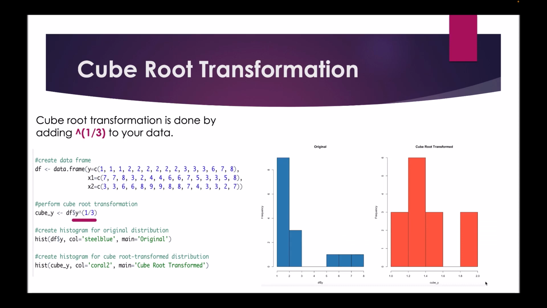The final way I'm going to demonstrate how to transform the data is by using cube root transformation. So here again I've created a data frame, and then to cube root you type your data name and then you use a caret, and then in brackets you type 1/3 and close the brackets. So that's how you perform a cube root transformation. And again, once you do this, your data will start to look a bit normally distributed.